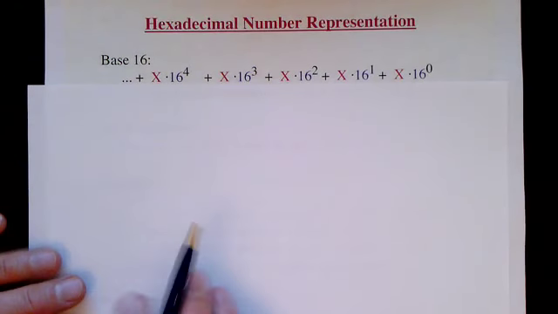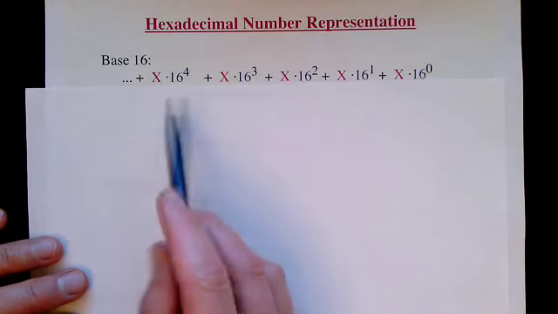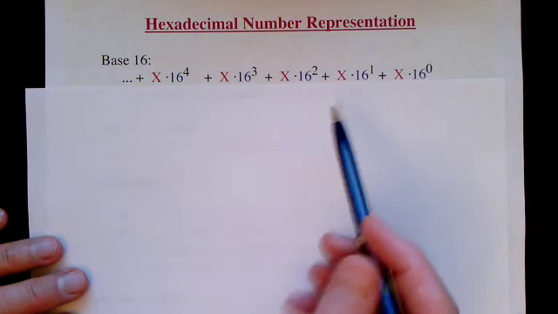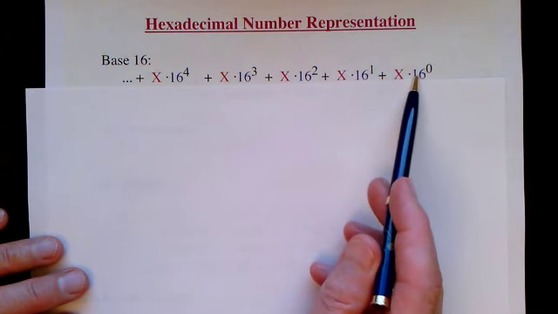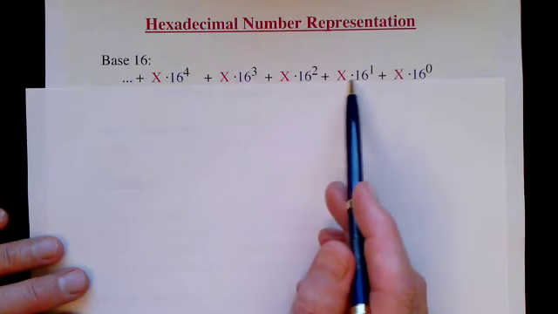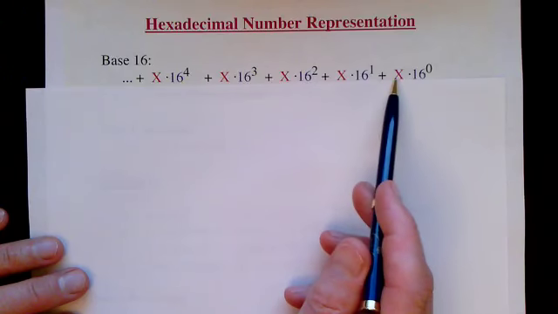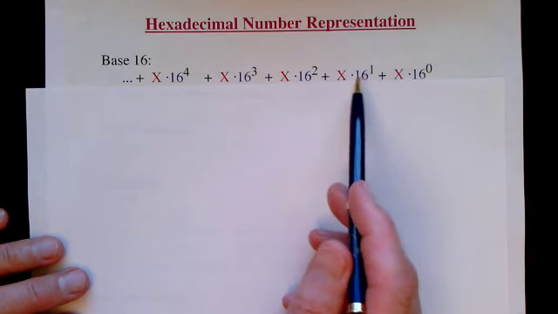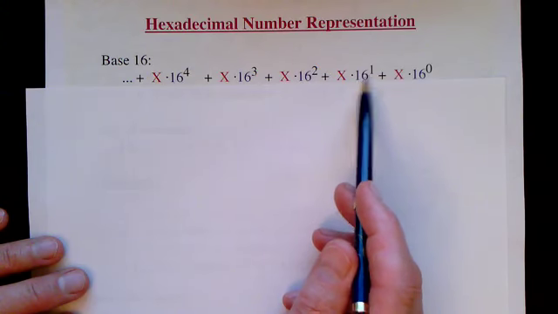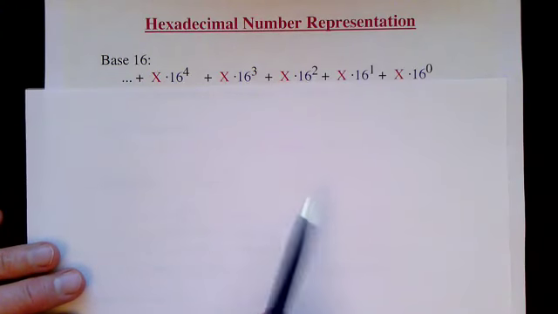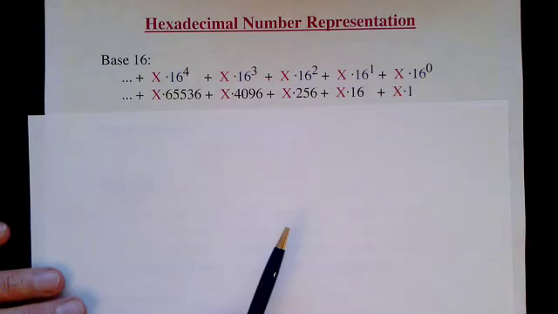Before I give you an example number, we'll have the digits represented here as x, but instead of multiplying them by 10 to some power, we'll multiply them by 16 to some power. So these factors here, 16 to the first, 16 to the second, 16 cubed, and so on, show the values of those places.